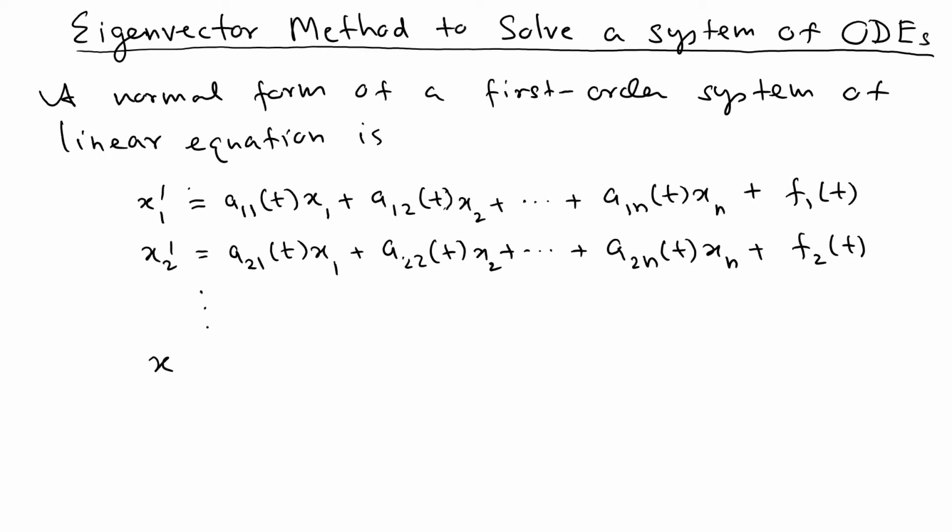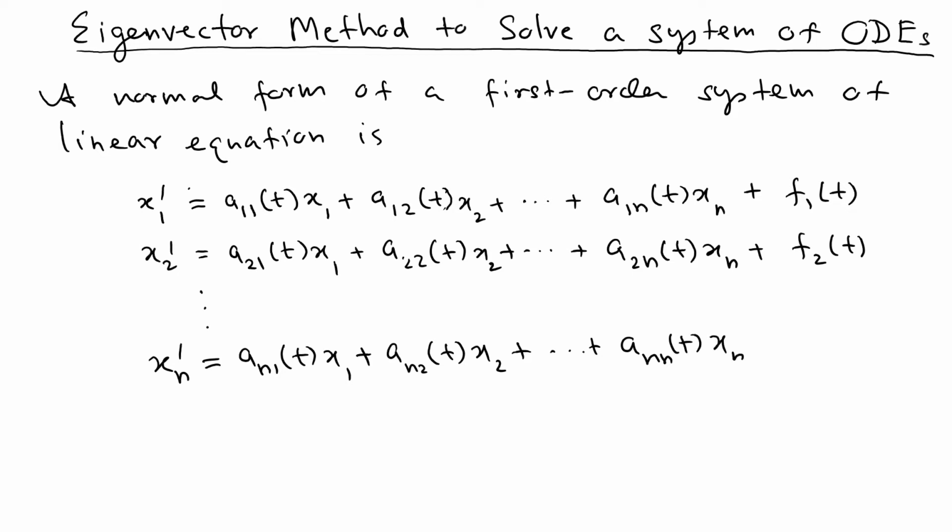Then we have xn prime, which equals an1(t) x1 plus an2(t) x2, like that, and then ann(t) xn plus fn(t). So you can see that there are a lot of equations here. There are actually n equations here. So this is what we call the normal form of a system.